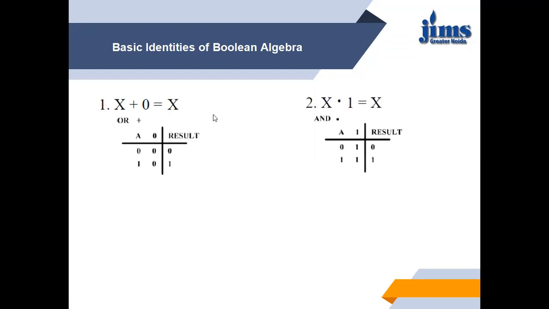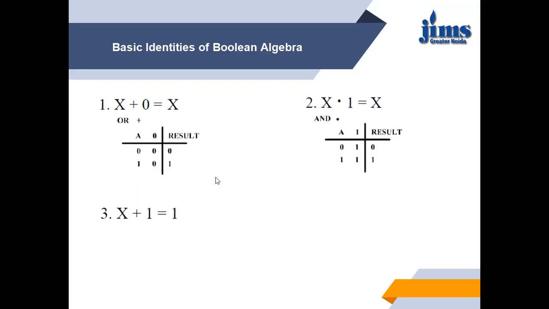Second identity, sometimes called postulates: if we AND any input variable with 1, then the output will be the input variable. So if x can have only two values, either 0 or 1, 0 AND 1 is 0, 1 AND 1 is 1. So if we OR any input variable with 0, the output is the same variable. If we AND any input variable with 1, the output will be the input variable.